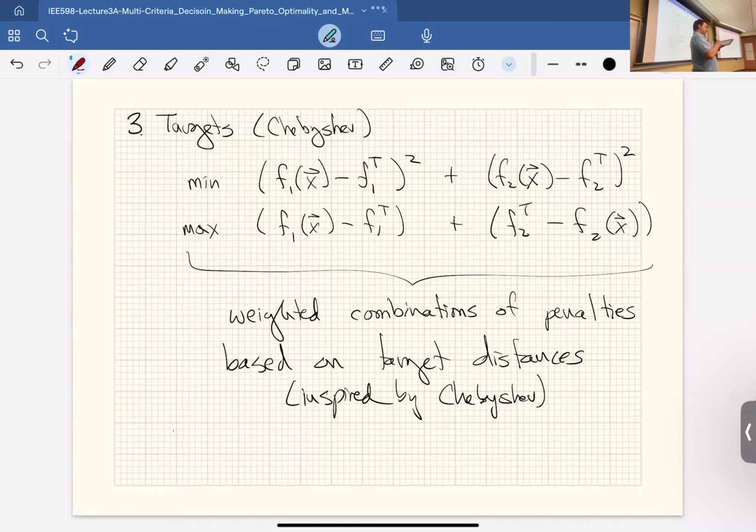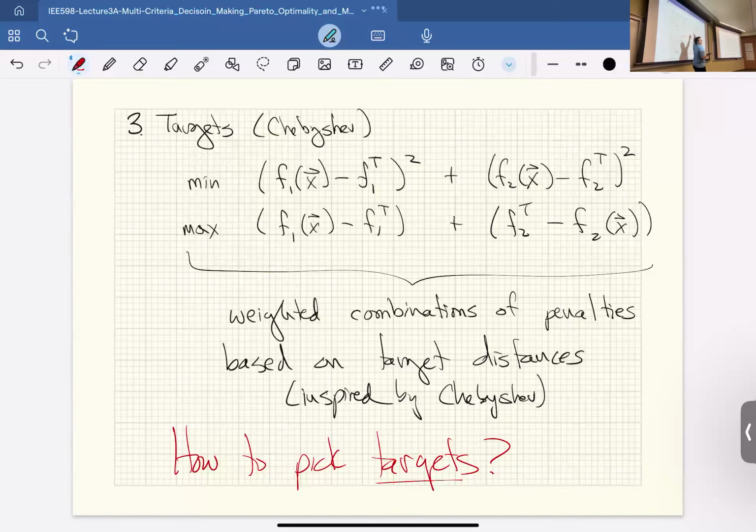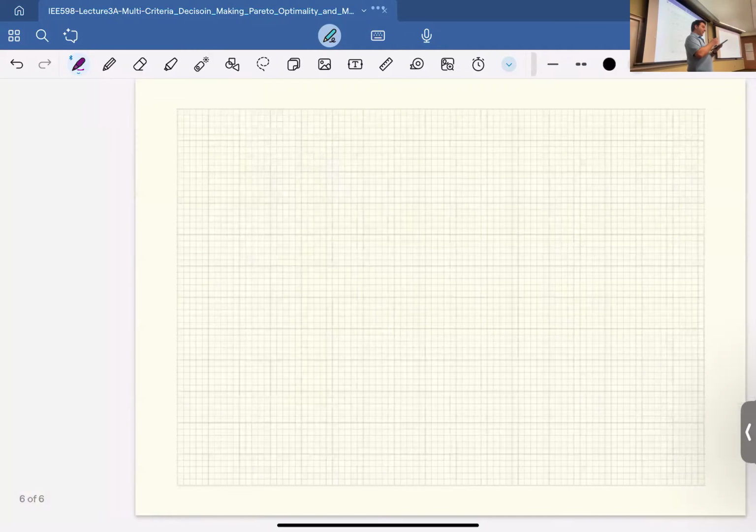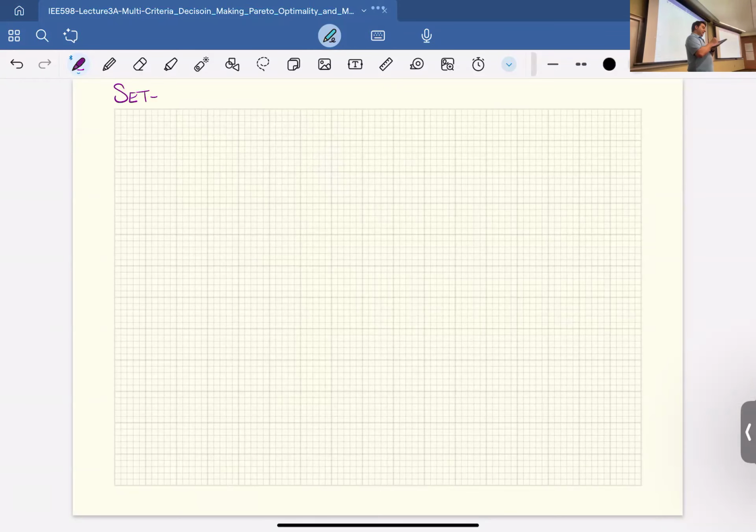But again, then the question is how to pick targets. So in order to try to make things objective and easy to solve with a gradient climber, all you've ended up doing is introducing more parameters that now you don't know how to set. So we haven't really made a whole lot of progress. So, inspired kind of by this suggestion earlier about sweeping through these different weights, the thought is, what about set-based optimization?